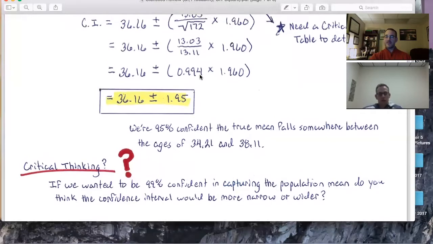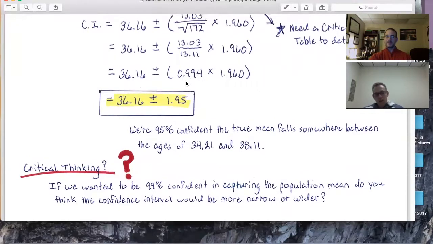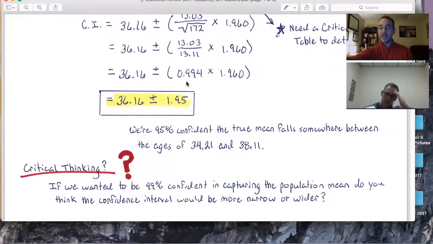Any thoughts on that? It would be more narrow because we're more certain that the mean falls somewhere in the population mean. Okay, so let's back up a second. Let's just intuitively look at that. That's a good guess, and I think that's what many students might say.